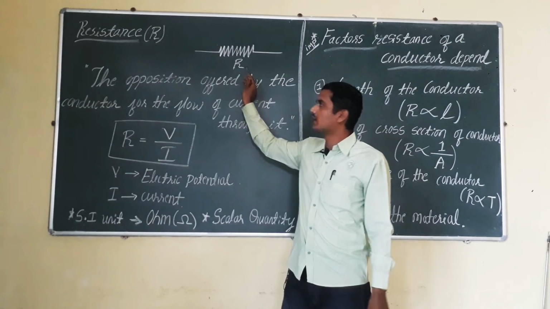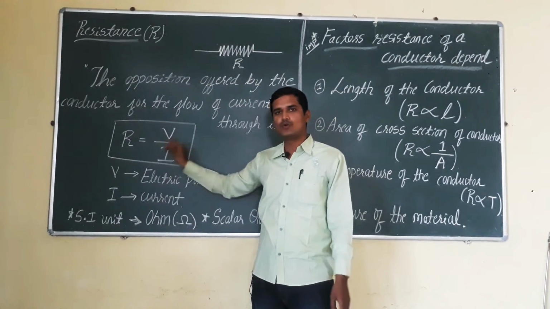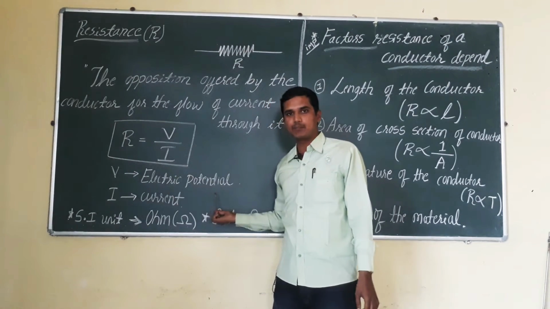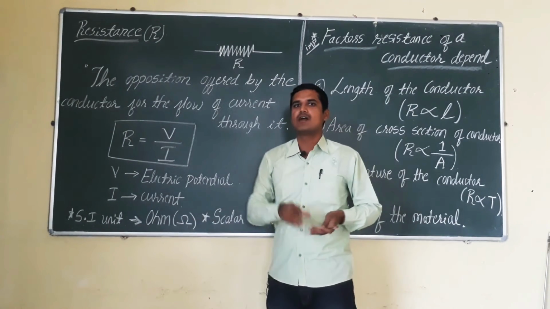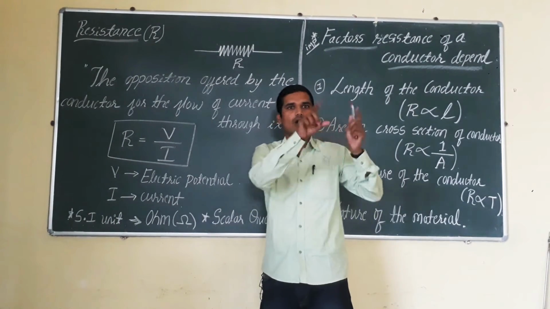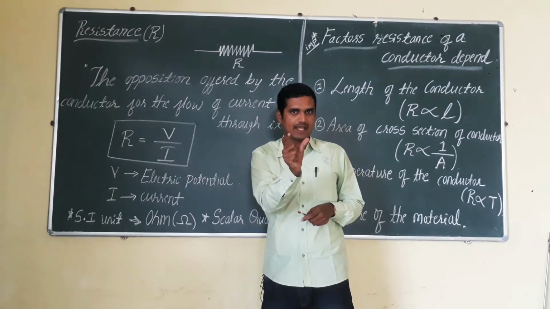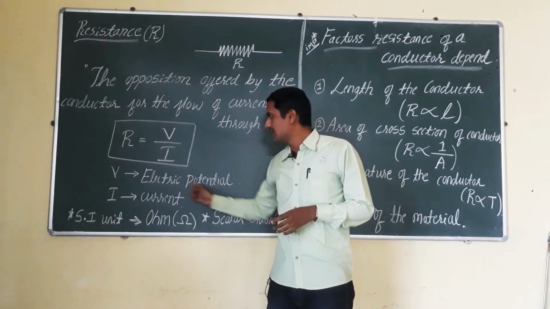This is the symbolic representation of resistance, and it is generally given by the formula R = V / I. You already know that V indicates the electric potential, also called the potential difference. Suppose your home has a wall clock. In the wall clock you make use of one cell. That cell is of 1.5 volts, right? That is called the electric potential.